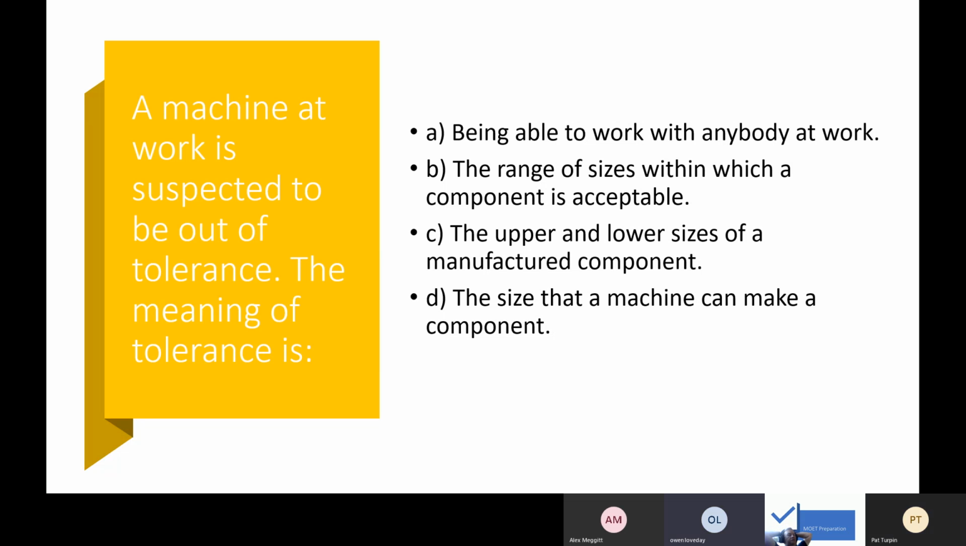Okay. It was always out of tolerance at training centre. But when you think about it, if it's related to a machine suspected to be out of tolerance, well, that tolerance would be a range of sizes within which a component is acceptable. And when we also think of tolerance, don't forget we used to file plus or minus 0.2 of a millimetre. So you've got an upper range, a lower range. So it depends how it's described with tolerance.